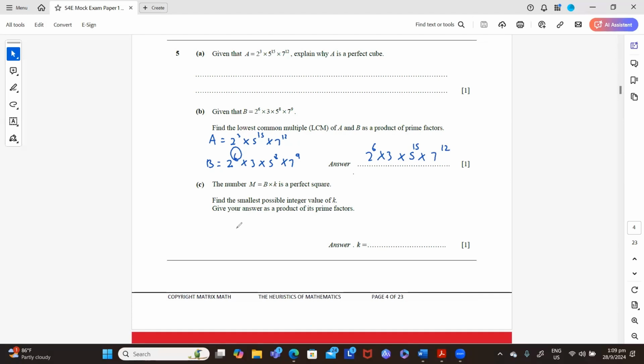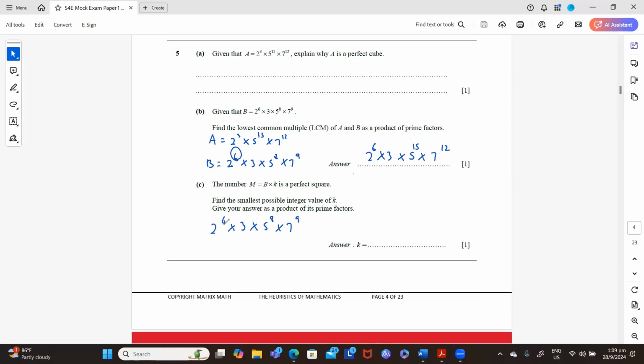Okay, the next one, right? The number m equals b times k. So m itself equals b times k. So write down b, so b is 2 to the power 6 times 3 times 5 to the power 8 times 7 to the power 9. You're going to multiply this with a certain positive integer value. So it's also positive, okay? A certain integer value, to make it into a perfect square.